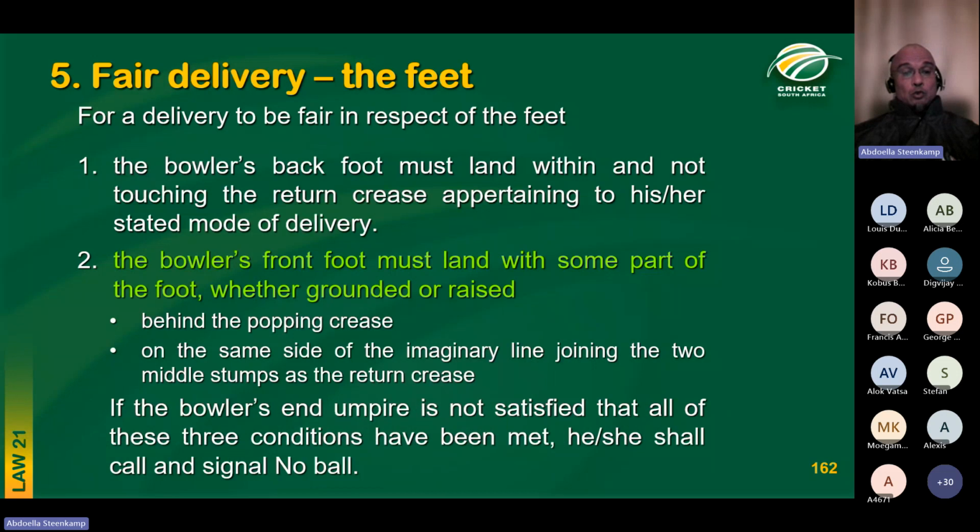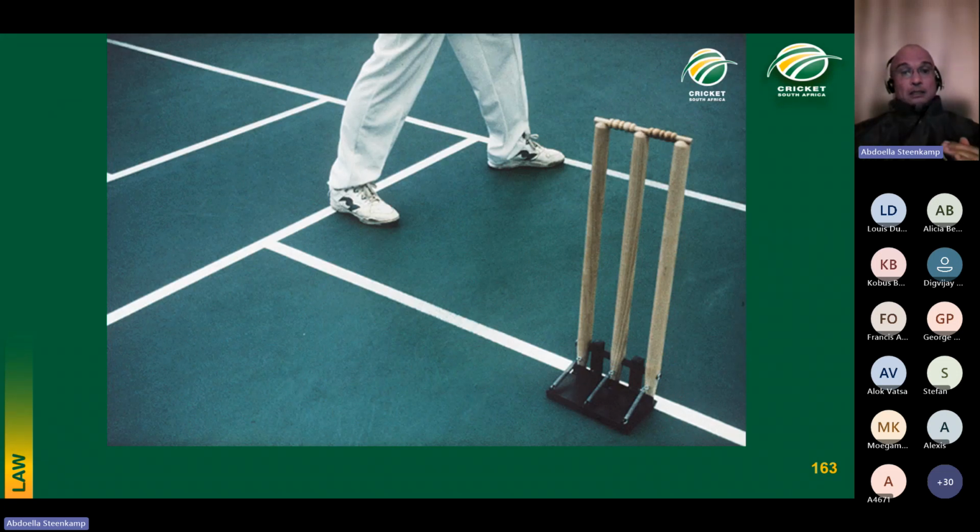We're now going to go through a few pictures to illustrate exactly how the laws work when it comes to the feet. So imagine this is a right-hand bowler bowling over the wicket. So we'll start with the front foot first. And which line goes with the front foot? The popping crease goes with the front foot. And what is the question that we need to ask ourselves? Is there any part of the front foot, whether grounded or raised, behind the popping crease? The answer to that question is yes. So in this picture, we're happy with the front foot.